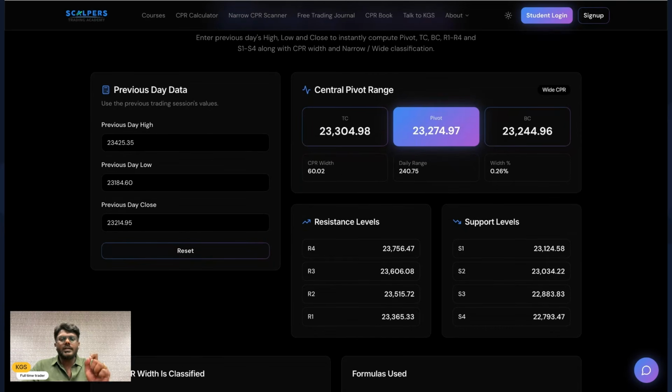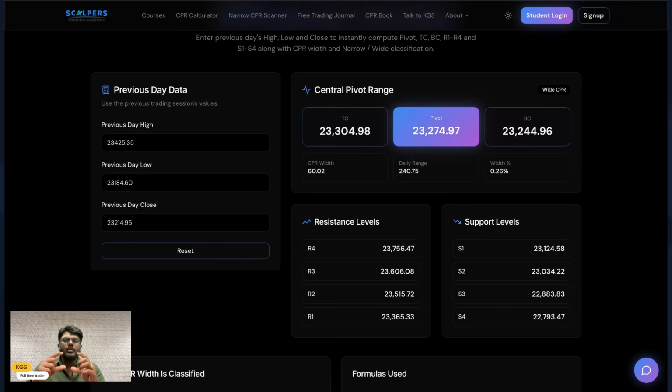It will show you the TC, pivot, and BC levels. It will show you the CPR with the distance between TC and BC. It will show you the day range, the previous day high and previous day low, the range. If the market is trading inside this range, then most probably it is going to be a range-bound day. By chance, if the market breaks this 240 point range in Nifty, either breaking high or breaking low, then only we can expect a trending market.